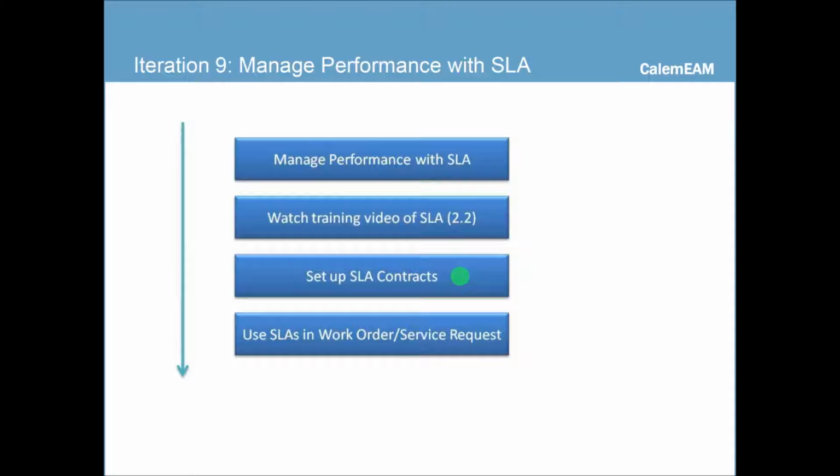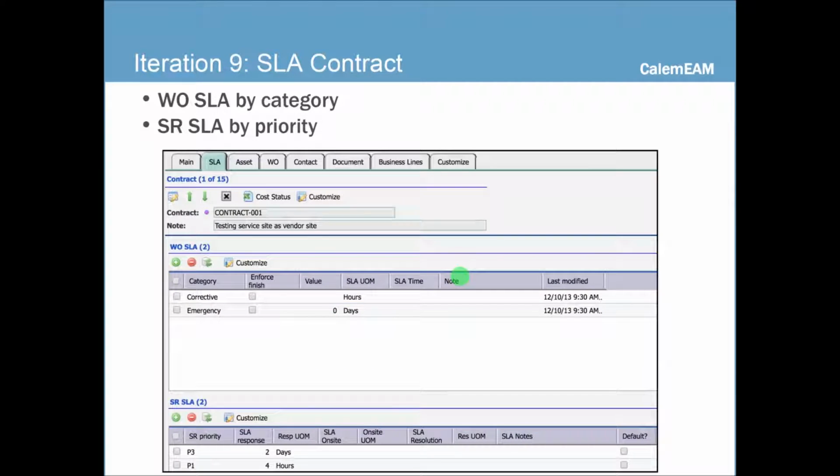The next iteration you want to do is you can manage your maintenance performance with service level agreements. You can define the service level agreements and then manage them to see how many times you are not complying to the service level agreements. You can start by watching the training videos and set SLA contracts and use them in work orders and service requests. The SLA contracts can be defined for work orders and service requests.